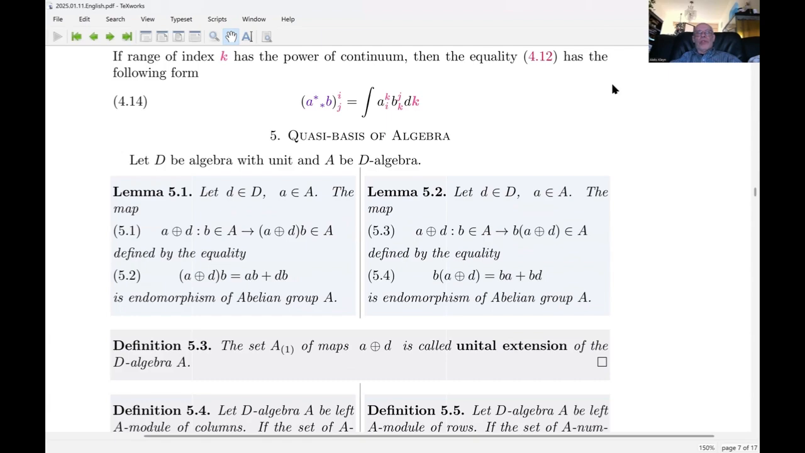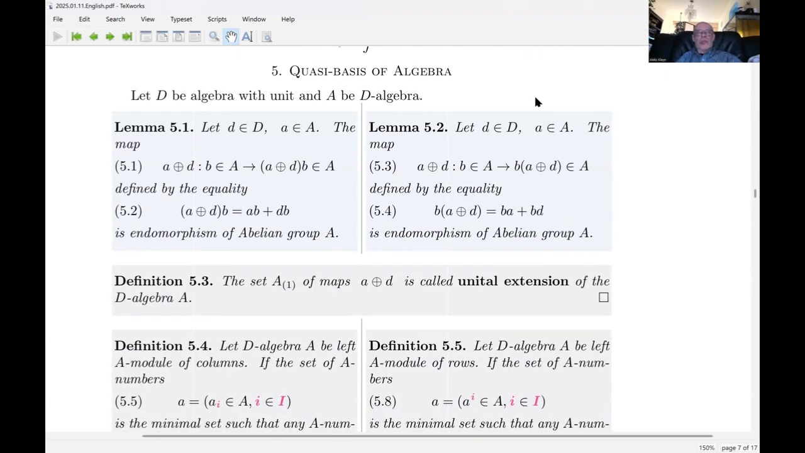Our next stop is the definition of a quasi-basis of an algebra. Let D be an algebra with unit and A be an algebra. Then the map 5.1 defined by equality 5.2 is an endomorphism of the abelian group A. The set A1 of maps A plus D is called the unital extension of the algebra A. If the algebra A is associative, then the unital extension is also an algebra.